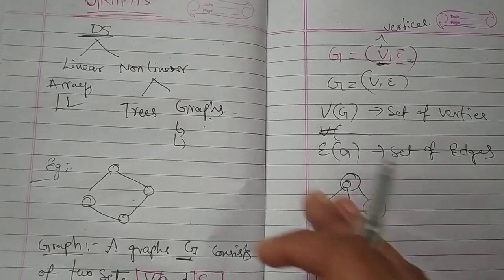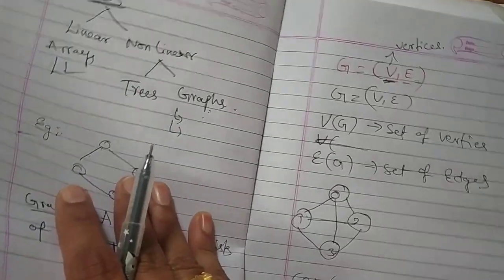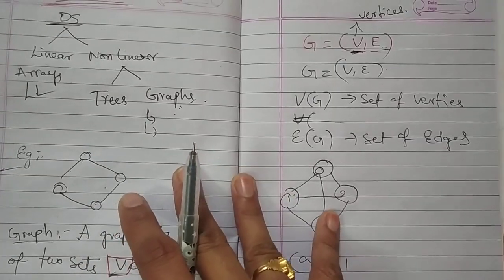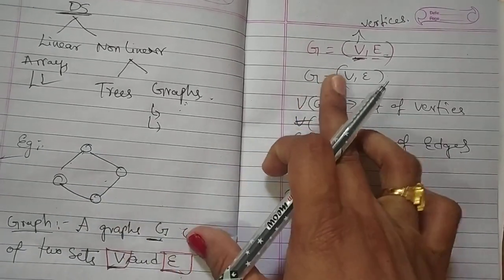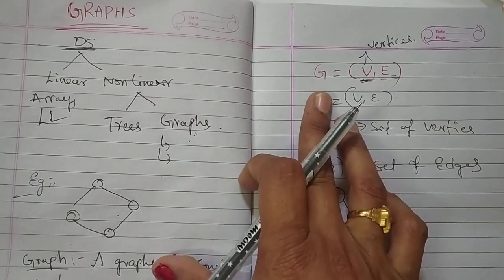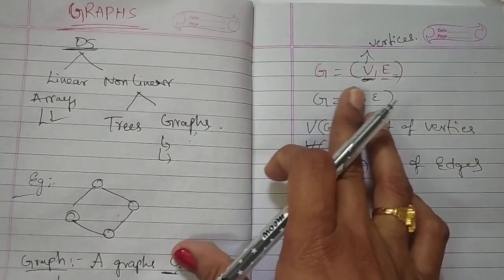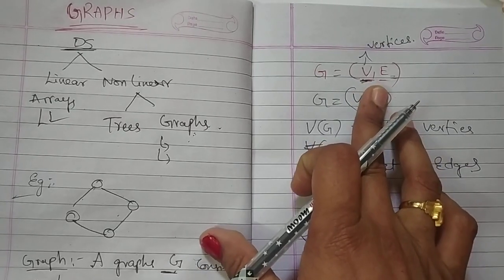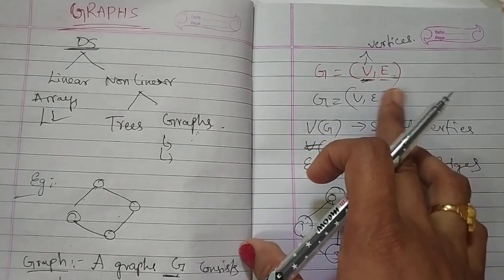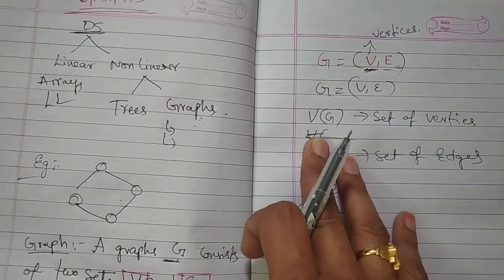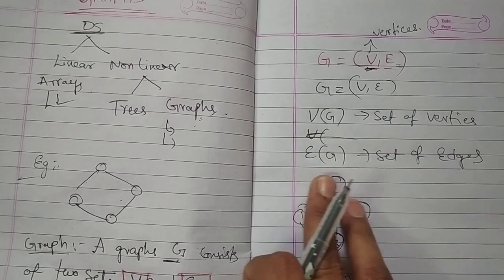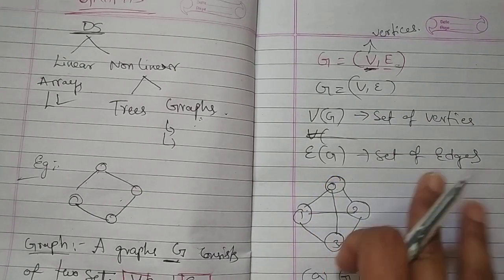Hi students, this is part 2 of graphs. In part 1, we learned about the introduction of graph. G is equal to V comma E, meaning G is a graph, a set of vertices and edges. V means vertices and E means edges, and it is also represented as V of G, the set of vertices, and E of G, the set of edges.